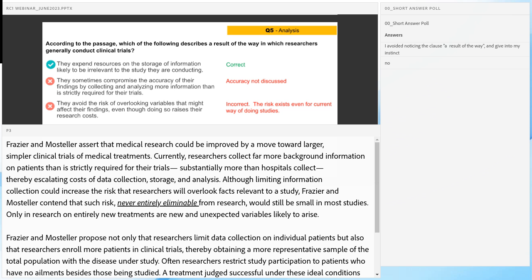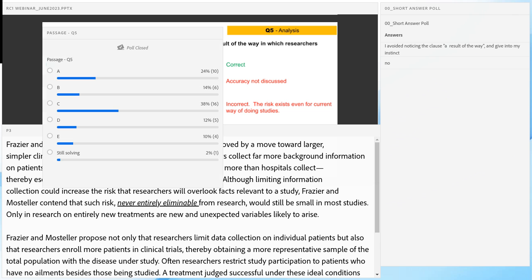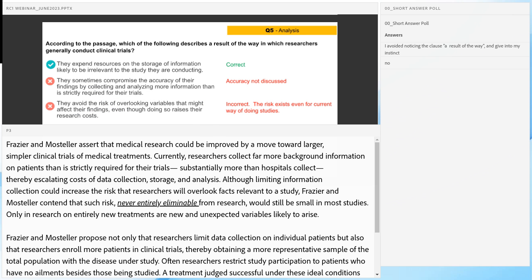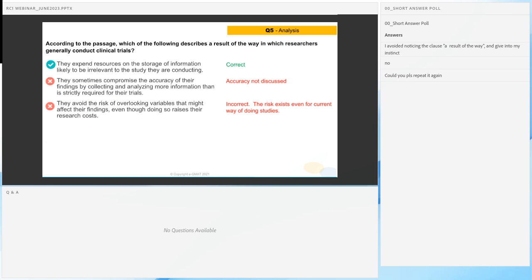Here is how you guys polled. Is this clear? 38% of you chose choice C. Avoid means prevent. If the risk is never entirely eliminable, can you avoid it? Absolutely not. Which means this choice is wrong.